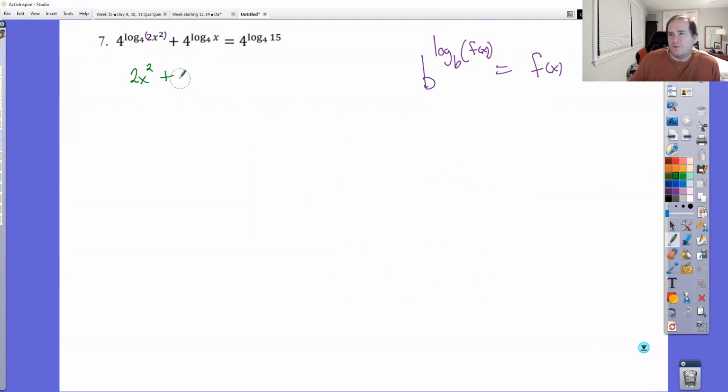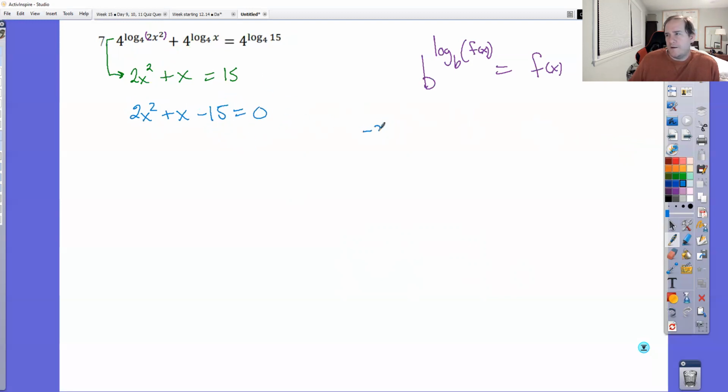This whole expression will just be x. And this whole expression will just be 15. And lo and behold, this seemingly exponential function involving logs, it's not, it's just a quadratic, and it becomes a quadratic in one step. So from here, we just work it. This is going to be 2x squared plus x minus 15 equals 0.